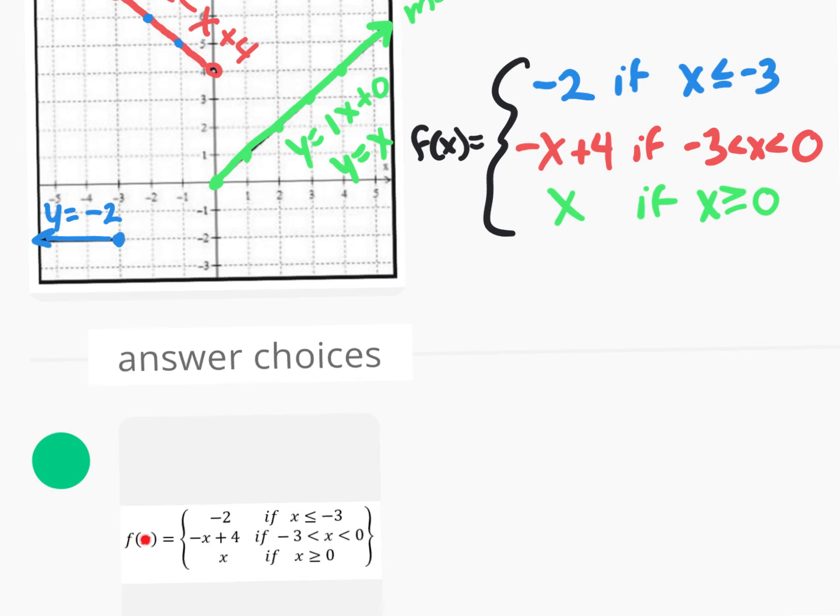The next one, f of x equals -x plus 4. If you have a compound inequality with x in the middle, -3 and 0, x in the middle, less than symbols, we're good. Last one, x if x is greater than or equal to 1, this is the correct answer. I hope this helps on this piecewise function.